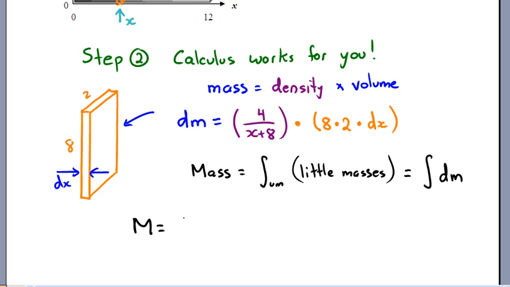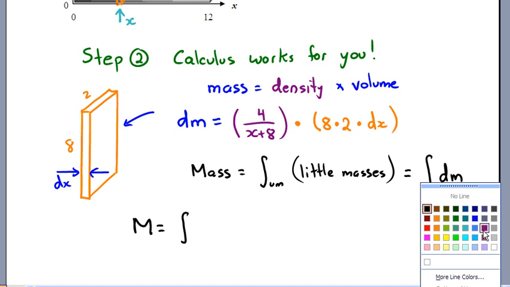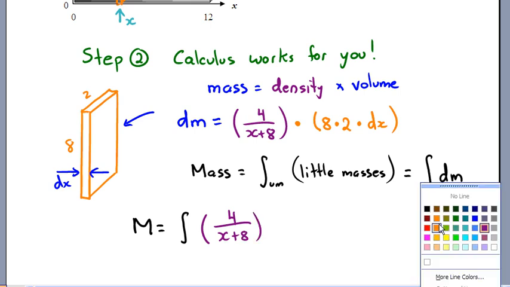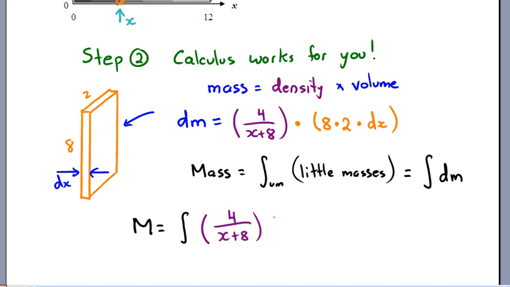The total mass is going to be an integral going from the very beginning of the slab to the end of the slab, and it's the integral of this. All I'm writing down right now are the little tiny, super small bits of mass that I'm going to add up.